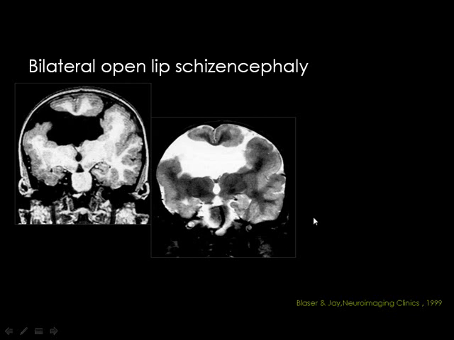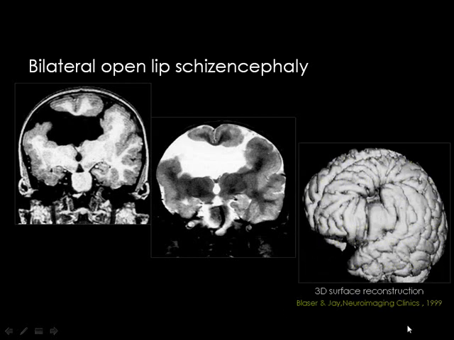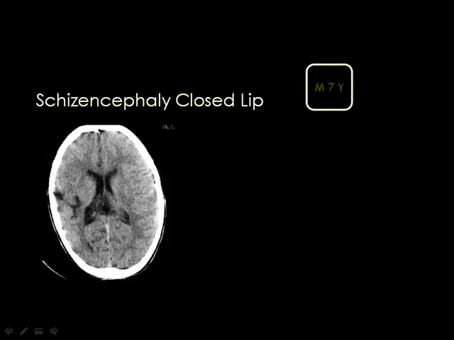Schizencephaly may be bilateral, and maybe closed lip on one side and open lip on the other side, maybe smaller on one side and larger on the other. As you can see here, there is bilateral open lip schizencephaly, and you see cortical brain tissue lining the cleft on the left side, also cortical brain tissue lining the cleft on the right side, and also you can use the 3D surface reconstruction to see the cleft in this area.